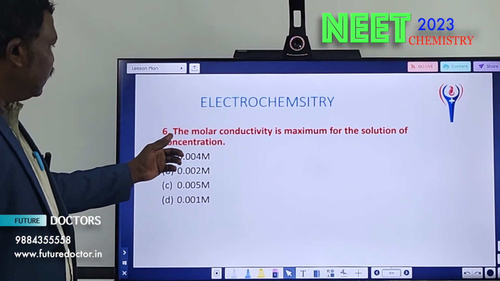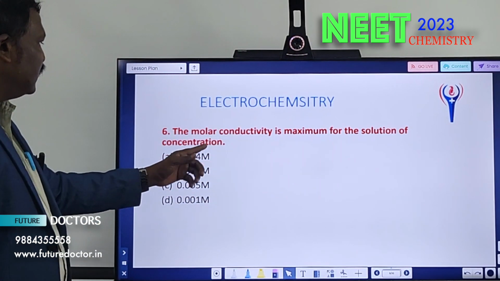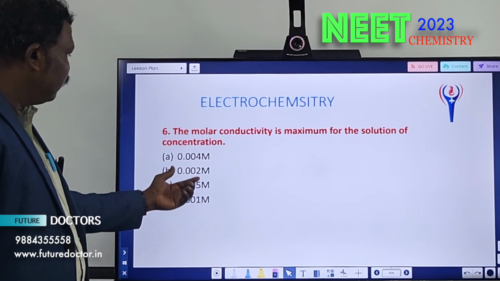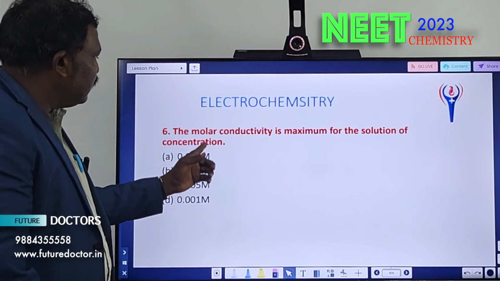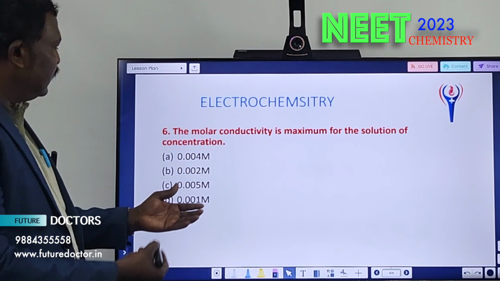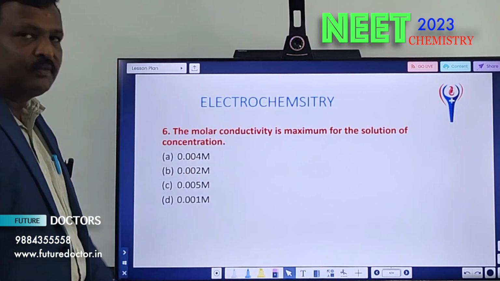Then the sixth one: the molar conductivity is maximum for the solution of concentration. There we have four solution concentrations given. We have to find out which solution has the maximum molar conductivity. That's the question. We have a relation between concentration and molar conductivity. With that relation you can find it out.